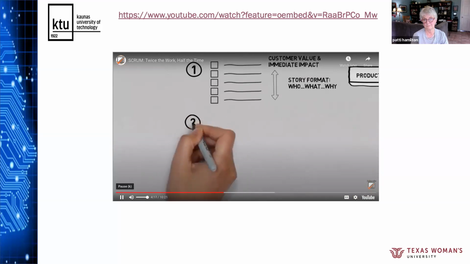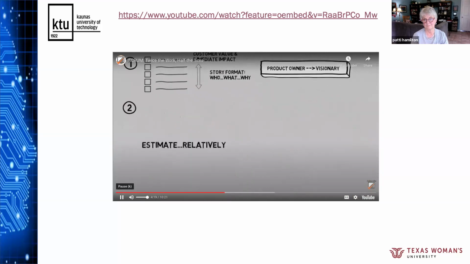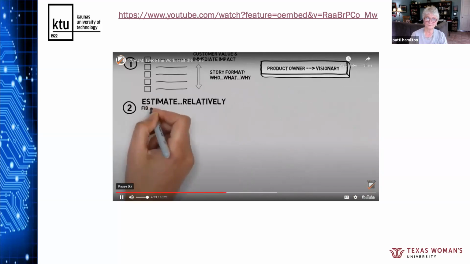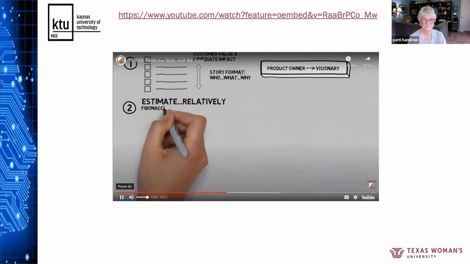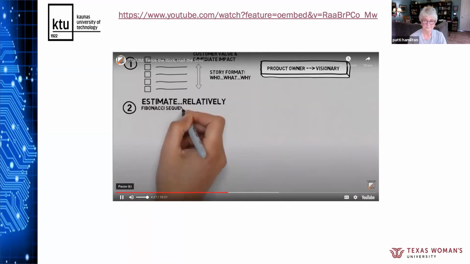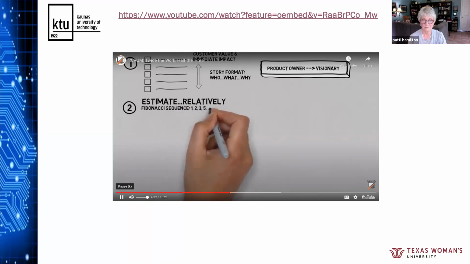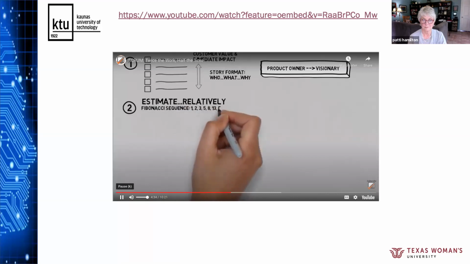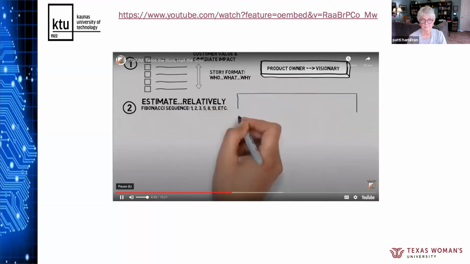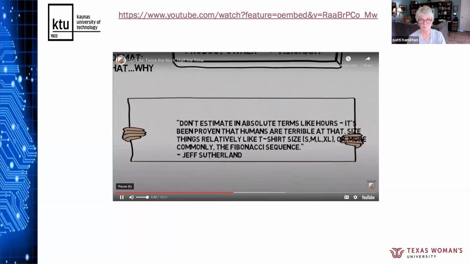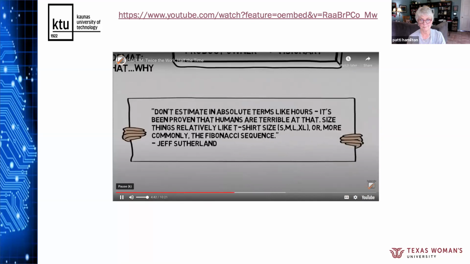The second step is to estimate each of these tasks relatively by using the Fibonacci sequence. Use the Fibonacci sequence because it's easier to distinguish between numbers like 5 and 8 as compared to 4 and 5. Humans are great at telling the difference between 1, 2, and 3, but beyond that, it just seems like many. Author Jeff Sutherland states that you shouldn't estimate in absolute terms like hours. It's been proven that humans are terrible at that.